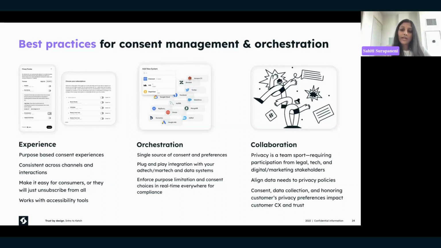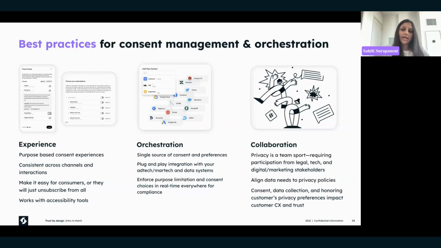When we think about collaboration now, privacy is a truly team sport where legal, tech, IT, and marketing stakeholders can all come together and really think through how they should build the appropriate privacy program that aligns to all of their priorities and their KPIs. And as you're aligning your data needs to the privacy policies, the Ketch platform is so intuitive where multiple stakeholders can log in, access, and leverage the platform, where the collaboration starts to become fairly organic.